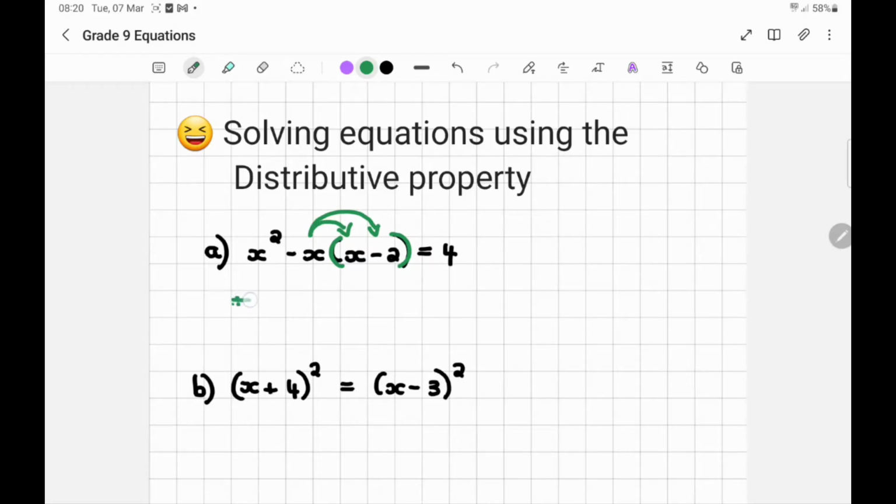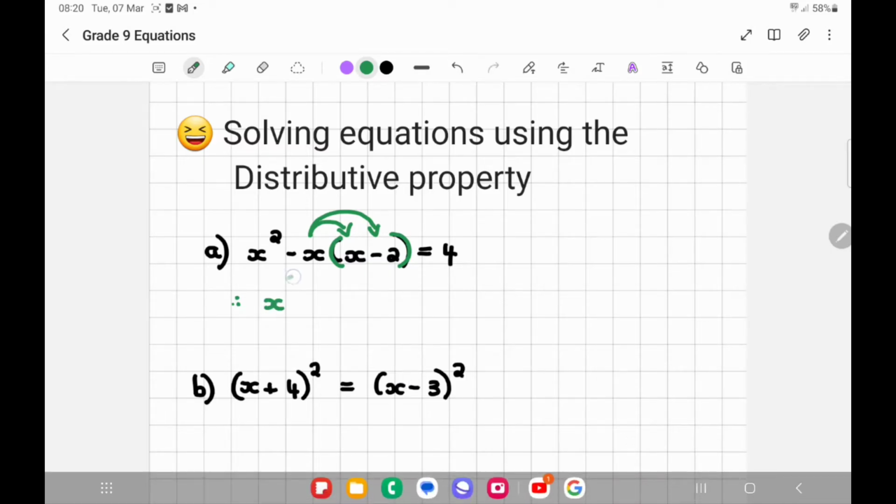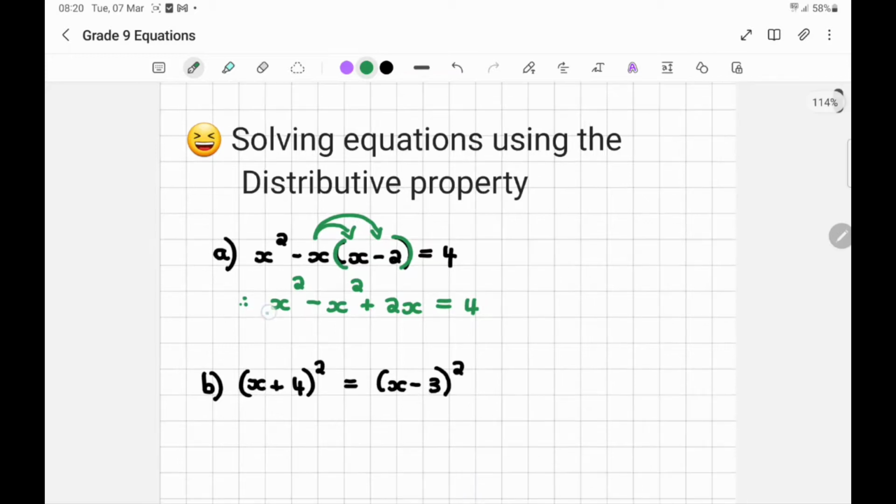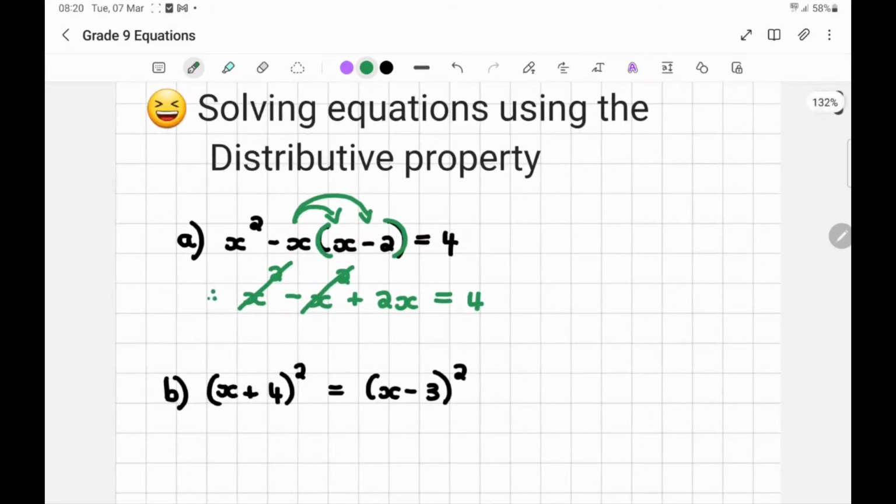So please do not put equal signs. That is incorrect. If you really want to put something, you say "thus". So x squared minus x times x is x squared, plus 2x is equal to 4. Luckily, those two cancel out. It becomes 0. And then you've got 2x is 4. What is happening to the x? It's being multiplied by 2, so you do the opposite and you divide by 2, and your answer is 2.